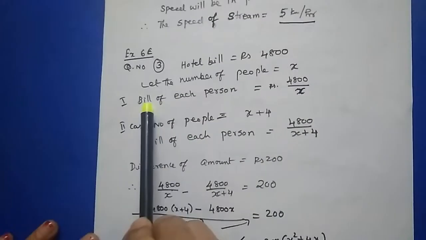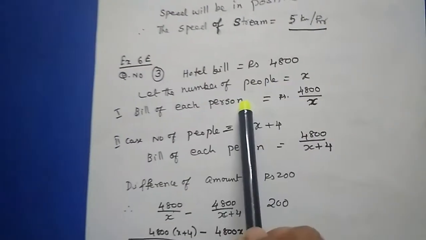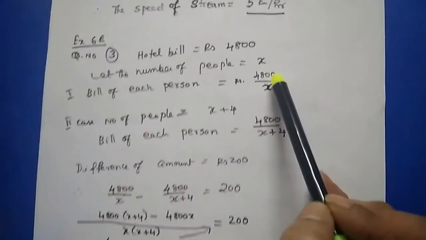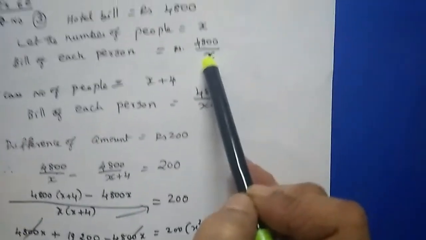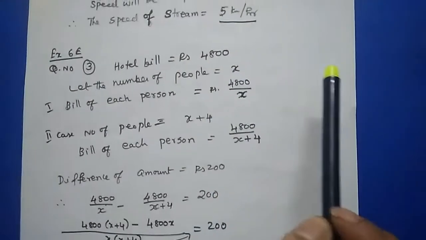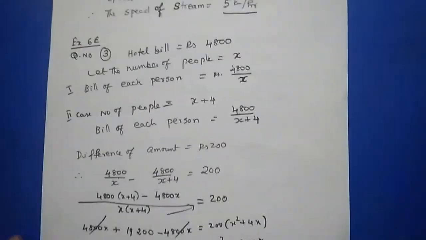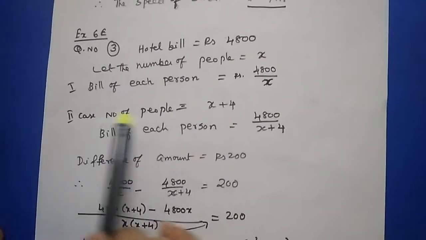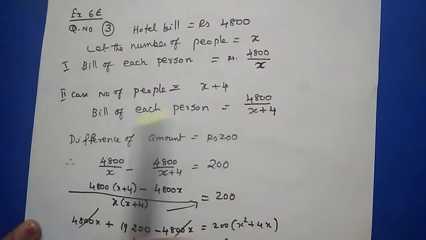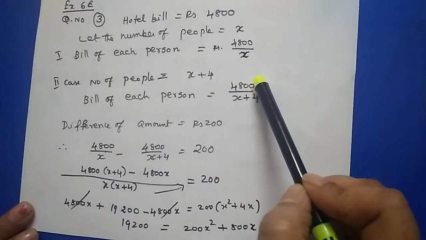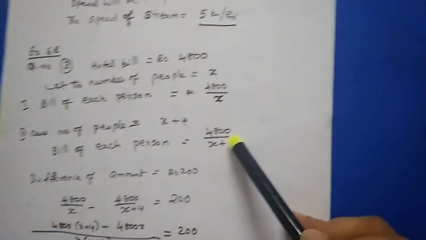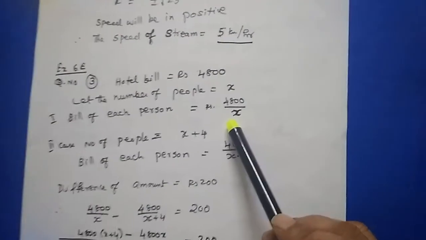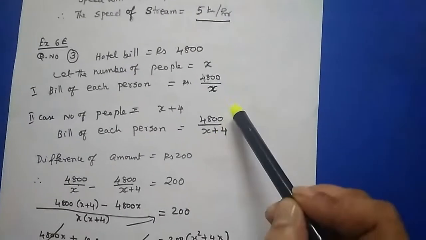Now, first case, therefore, the bill of each person, what will come? The total money is 4,800, so each person will get 4,800 by x rupees. Second case, number of people increased by 4 is given. Therefore, how many people are there? x plus 4. So, bill of each person, 4,800 by x plus 4. The money is same. Only the people are increasing. They are sharing. Therefore, definitely here it will be less. So, the people less, money will be more. People more, money will be less.